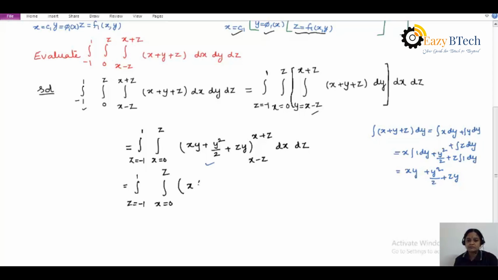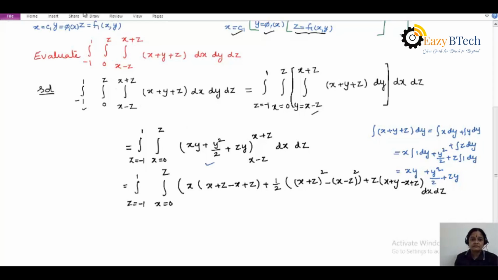So x into upper limit minus lower limit, and plus 1 by 2 common, and y square is there, so upper limit minus lower limit, and again plus z into upper limit minus lower limit, and again we are having the integral terms dx dz as it is. And see here, students, how you will get this value.